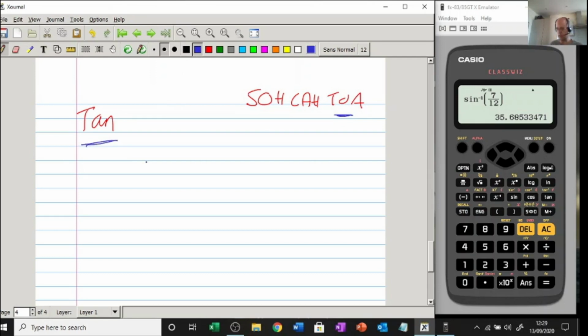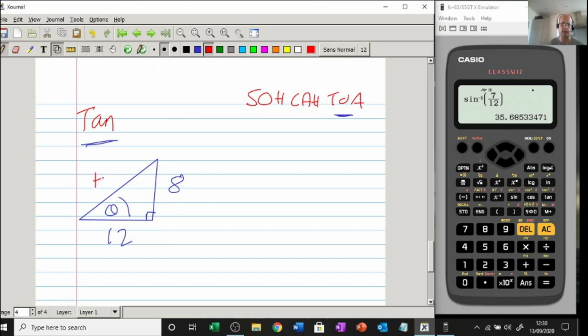Tan, right? So I've got a triangle. Let's go back to my triangle up here. Right angle. I've got an angle I need to work out in there. I put 8 there, and I put 12 there. This could be 8 meters, 8 newtons, whatever. There's my angle.